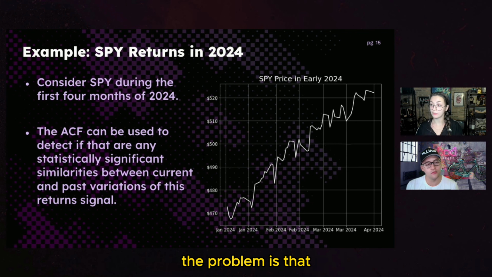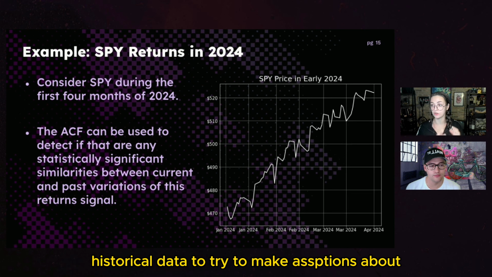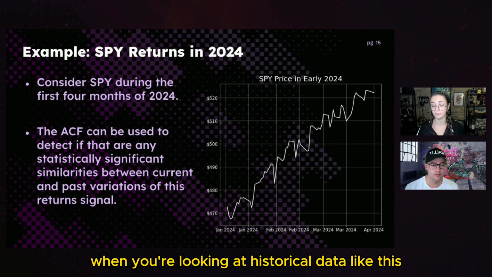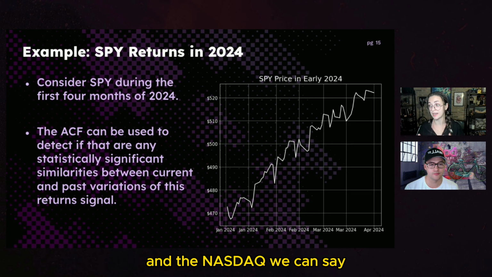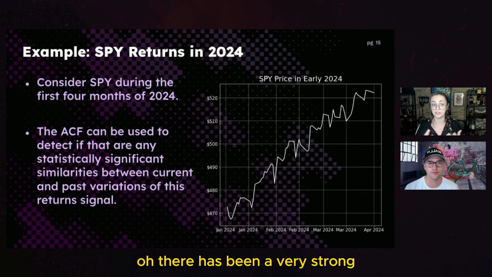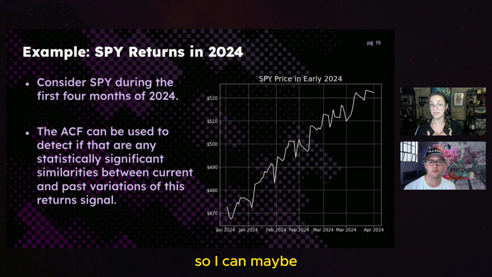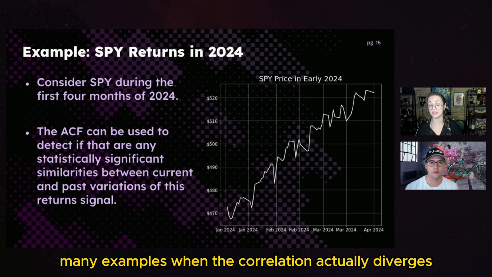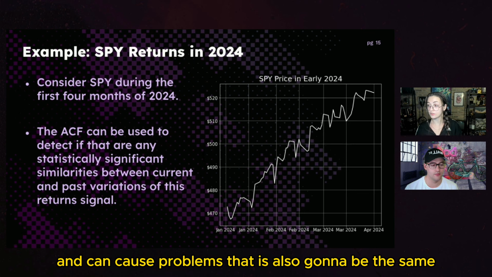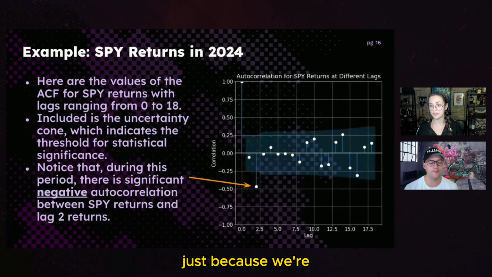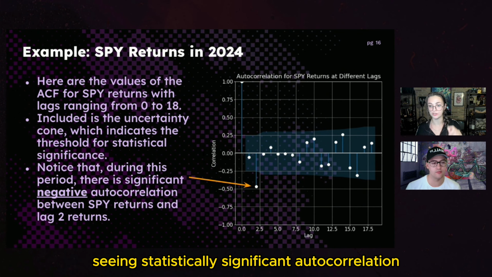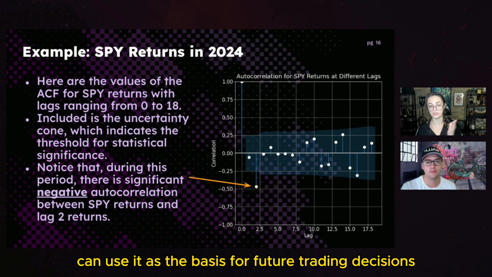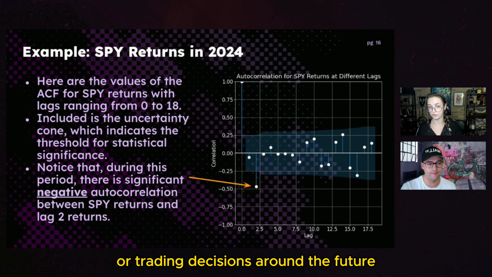Okay. But the problem is that you're still using historical data to try to make assumptions about the future. That's always going to be a limitation when you're looking at historical data like this. For instance, when we look at the correlation between SPY and the NASDAQ, we can say there's been a very strong historic correlation between these, so I can maybe expect this historic correlation to continue. And we can see there have been many, many examples when the correlation actually diverges and can cause problems. That is also going to be the same when you're looking at autocorrelation. Just because we're seeing statistically significant autocorrelation for this one specific lag during this one specific period, that doesn't necessarily mean we can use it as the basis for trading decisions around the future.